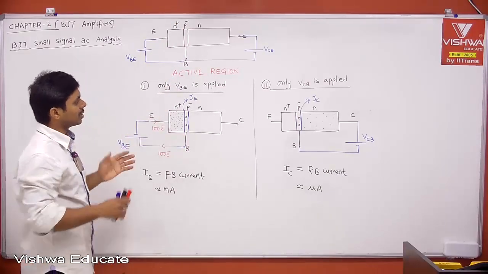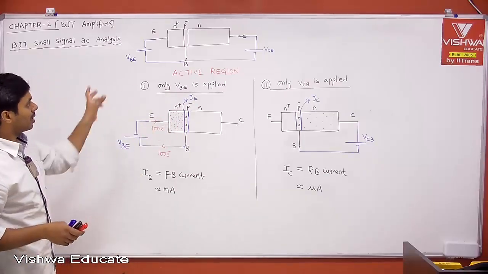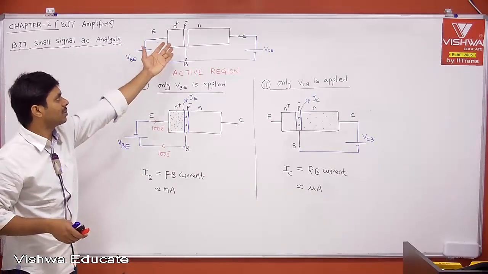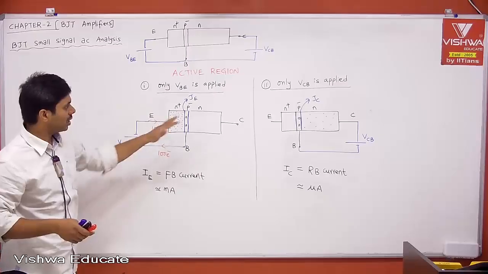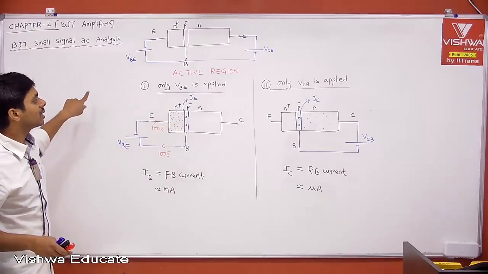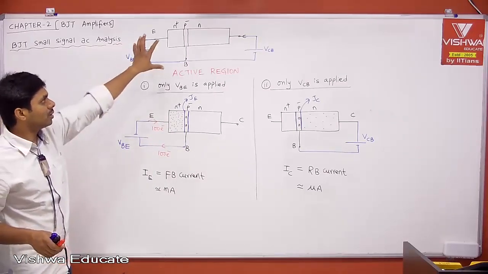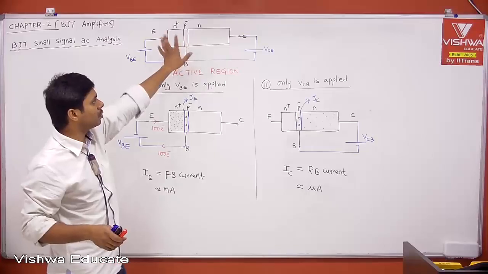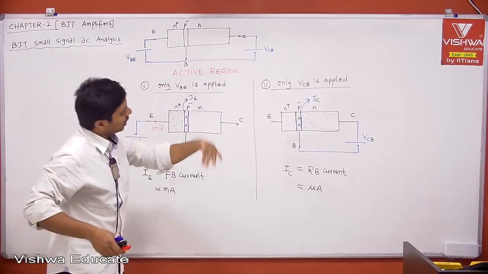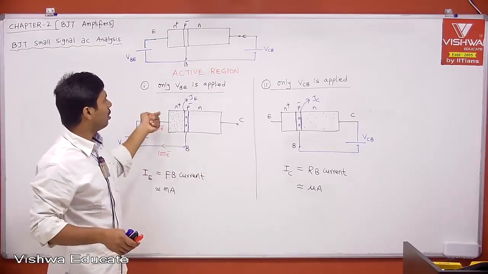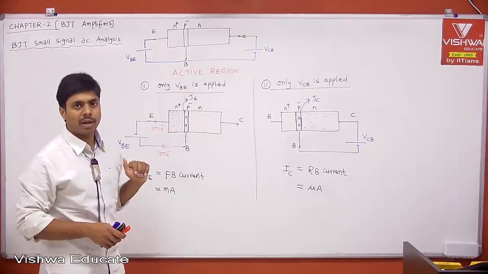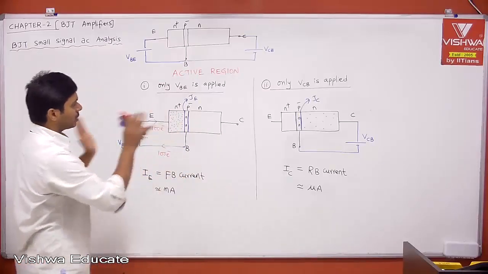Now, instead of drawing again and applying both, I have already drawn this, so let me explain from here only. Just take these two, then I'll explain case 3, the third point. But don't disturb the original cross-sectional view connection. You have to draw once again the third one, where both VBE and VCB are applied. Before that, you write these two.